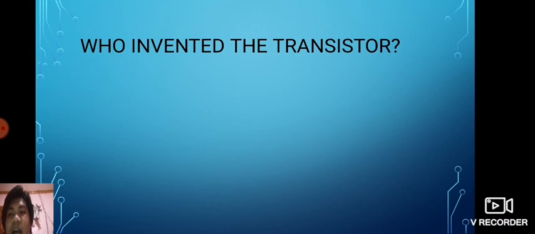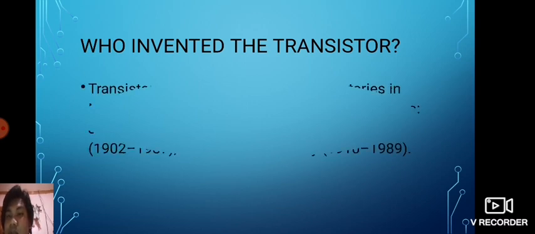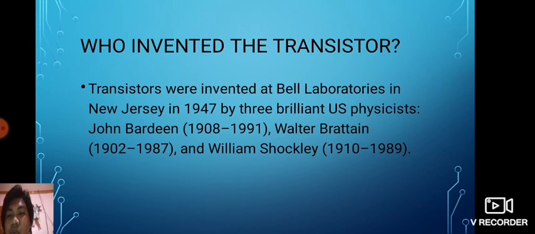Who invented the transistor? Transistors were invented at Bell Laboratories in New Jersey in 1947 by three brilliant U.S. physicists, John Bardeen, Walter Brattain, and William Shockley.